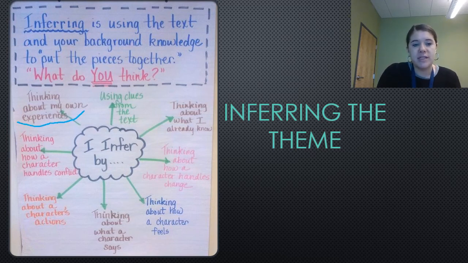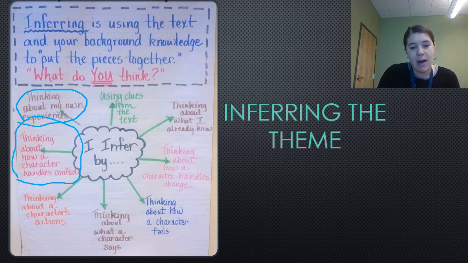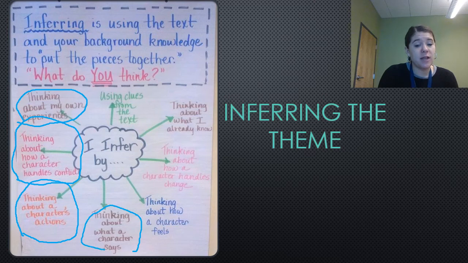So here are some ways that we infer. We can infer by thinking about our own experiences. We can infer in a story by thinking about how a character handles a specific conflict, whether main idea conflict or smaller conflicts. We can infer by thinking about a character's specific actions, specifically what they say or do.